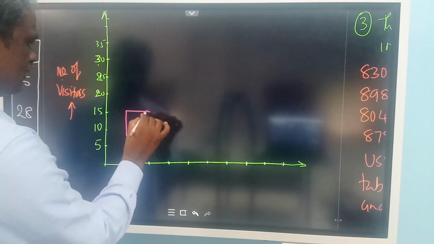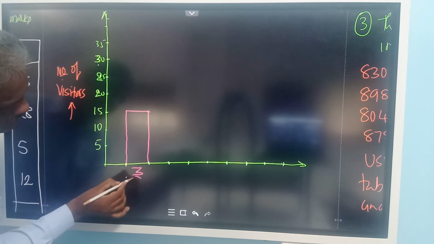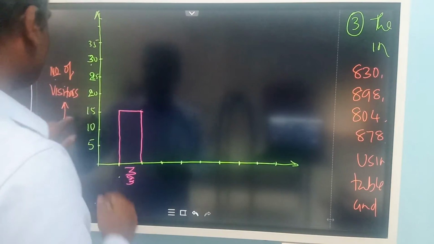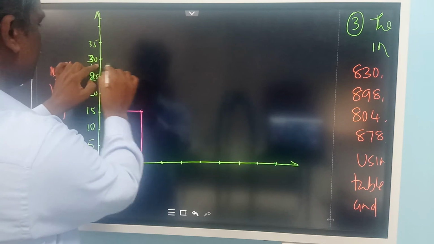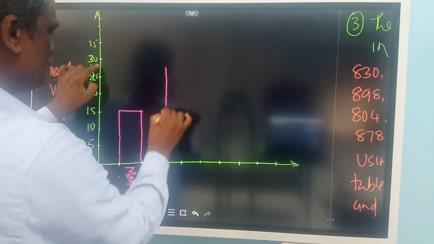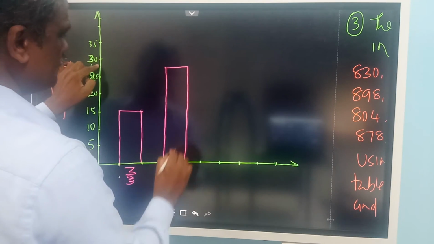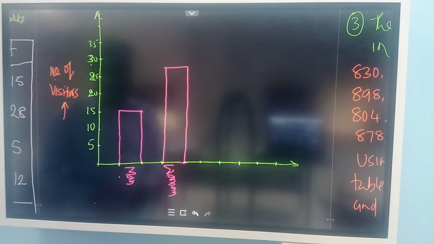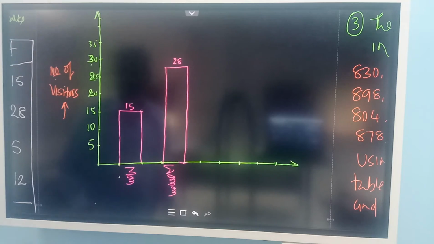Bar graph means you should leave a gap between every bar. This is for man. So how many men are visiting? It is 15. Then 28 for women, 28, approximately here. So using a scale you can take exact data. So this is women, those who are visiting the departmental store. This is 28, this is 15. You can write the number if it is confusing.